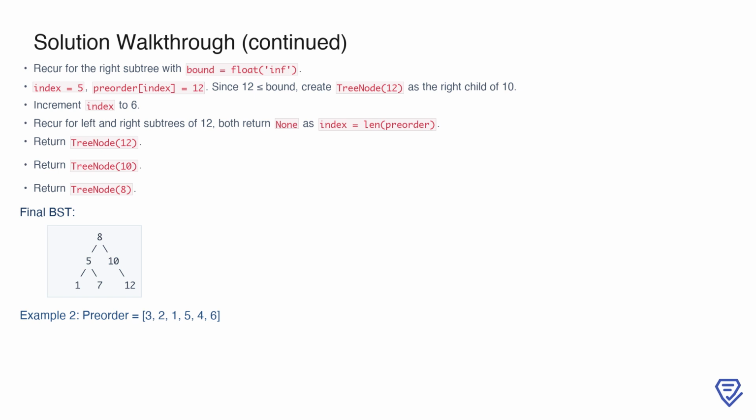The resulting BST is as shown, with 8 as the root, 5 and 10 as its children, and further nodes 1, 7, and 12 forming the subtrees.